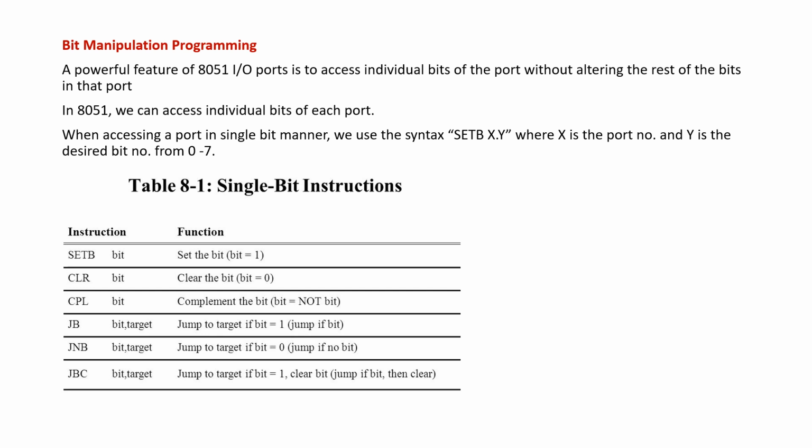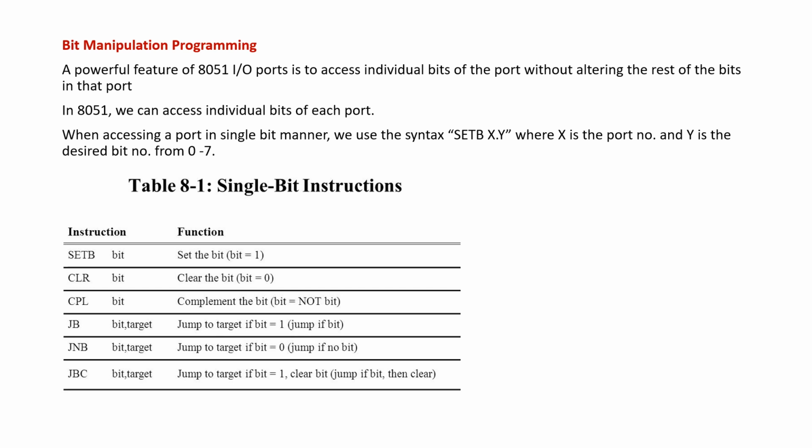When accessing a port in a single bit manner, we are using the syntax SETB x.y. SETB will be the instruction, x will be the port number, and y will be the pin number. So it will be like SETB P2.1. Then we are setting P2.1, that is the second pin of port 2.